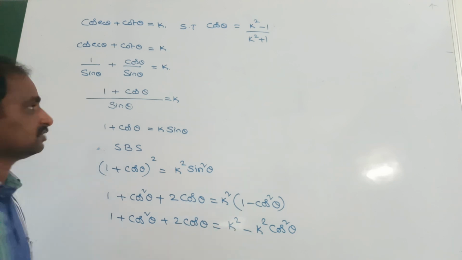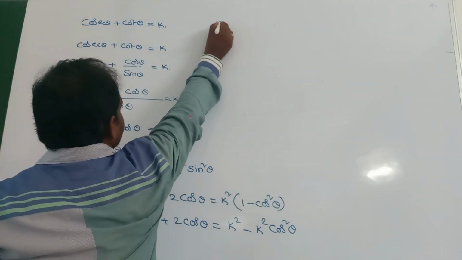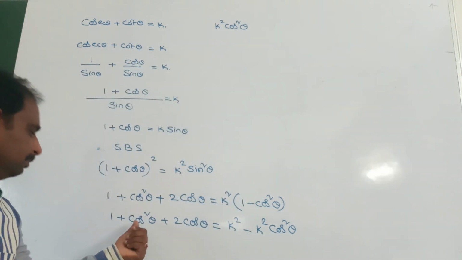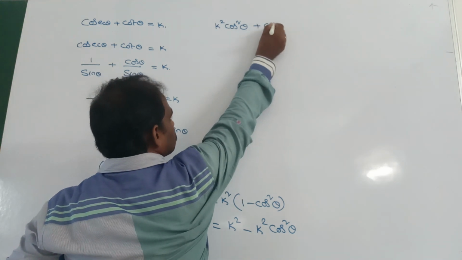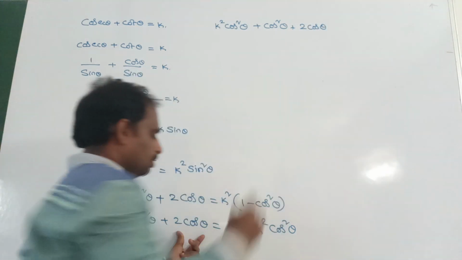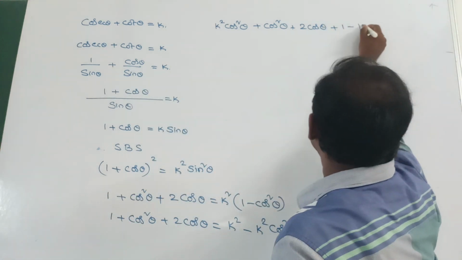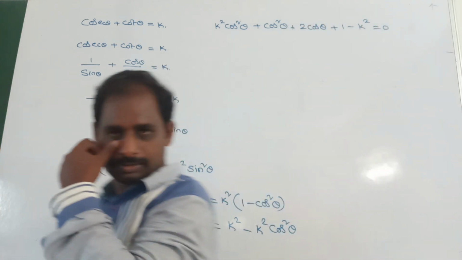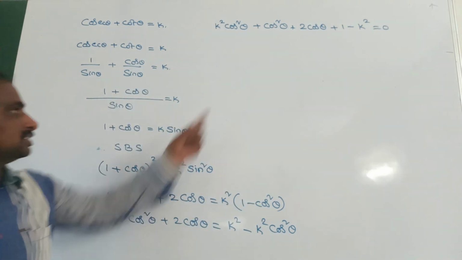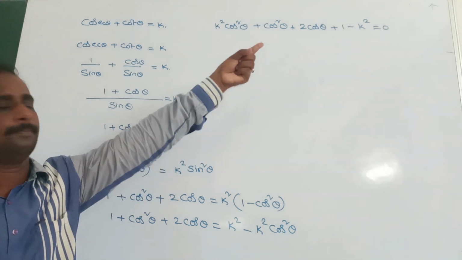Now take all these terms to this side. That is minus k square cos square theta becomes plus k square cos square theta, plus cos square theta, plus 2 cos theta, plus 1, minus k square is equal to 0.